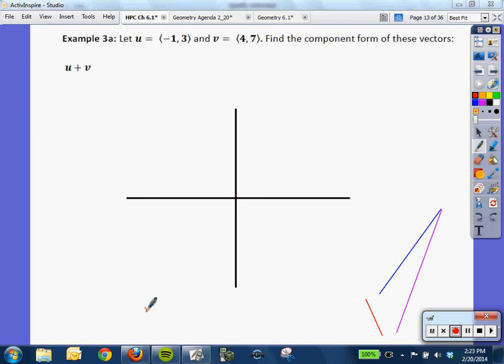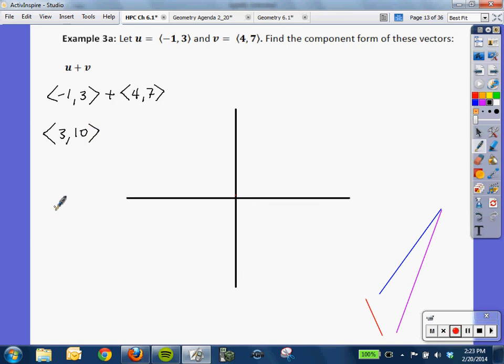So in this example, 3a, we're going to find the component form of the addition of these two vectors, and I'm going to show you what they look like geometrically. So let's go ahead and add them up. We have u, which is minus 1, 3, plus we have v, which is 4, 7. If we add them up, we add the horizontal component to the horizontal component and the vertical component to the vertical component. So we have 3, 10. That was easy.